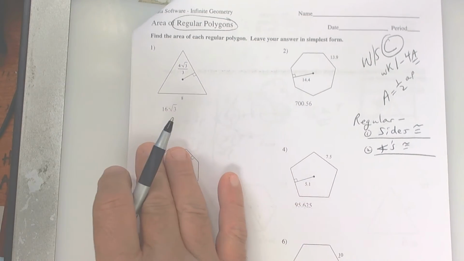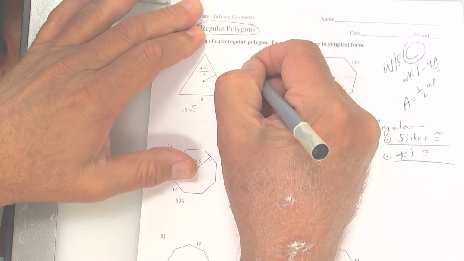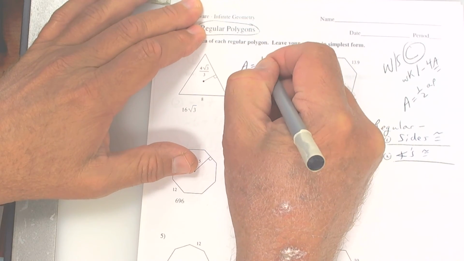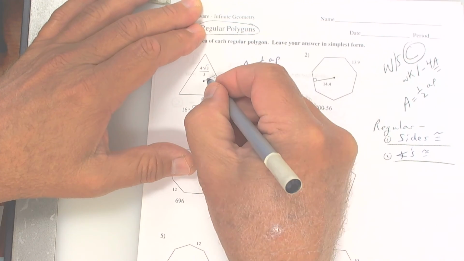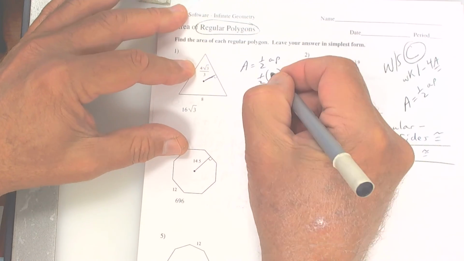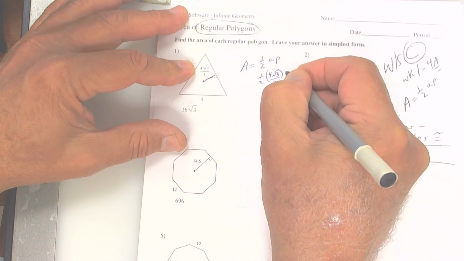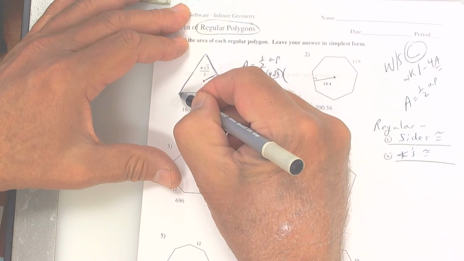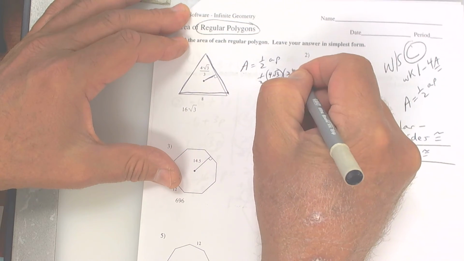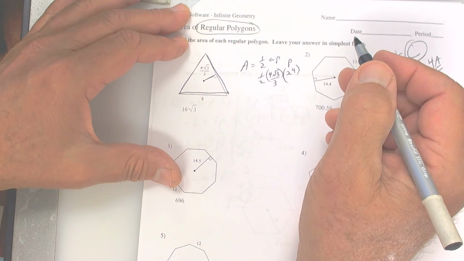For number 1, if you look at the whole first page, they give you the apothem. So area is equal to 1/2 a p. A is your apothem, which is this piece right here. So put 4 square root of 3 over 3 times perimeter. This is 8, 8, and 8. So 8 times 3 is 24. That's your perimeter. Okay. And then you just get your calculator.